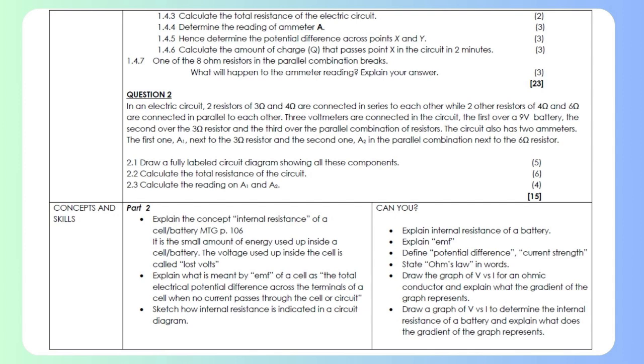1.4.7 One of the 8 ohm resistors in the parallel combination breaks. What will happen to the ammeter reading? Explain your answer.